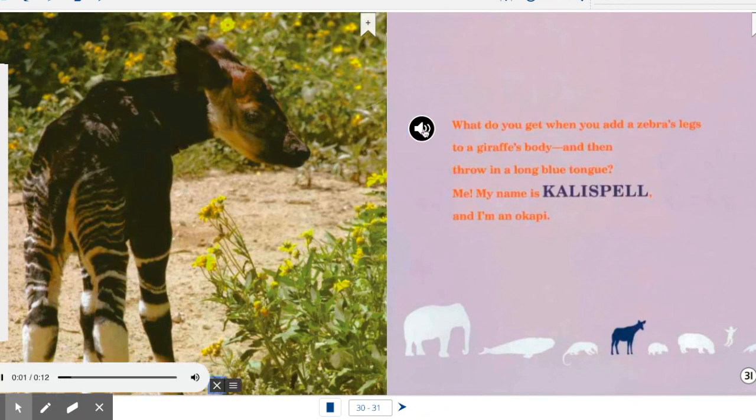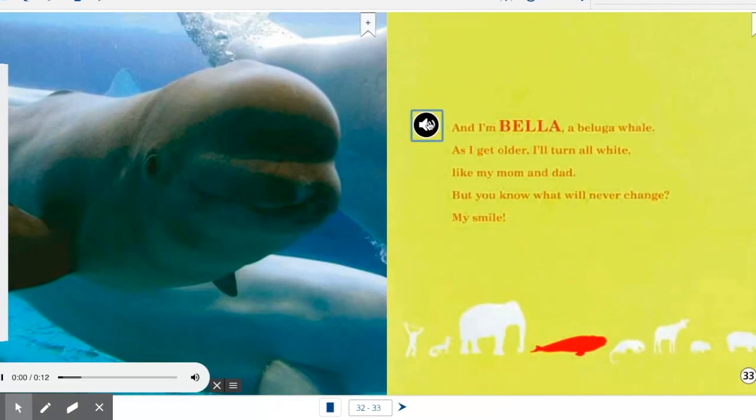What do you get when you add a zebra's legs to a giraffe's body and then throw in a long blue tongue? Me. My name is Kalispell, and I'm an okapi. Oh, so that animal is called an okapi. And I'm Bella, a beluga whale. As I get older, I'll turn all white like my mom and dad. But you know what will never change?